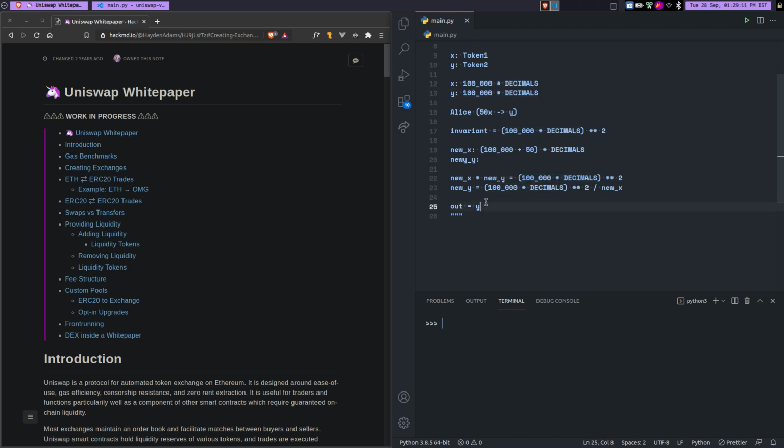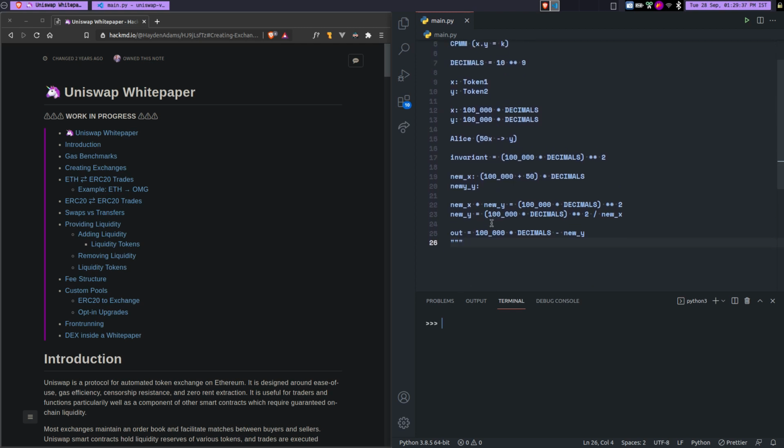Now, one thing to note here is you need to understand that previously we had 100,000 tokens, but as the amount of X token increases and we want to give Y tokens, the amount of Y token would be less than this, right? So we're going to multiply it, subtract it by the new Y tokens. So this is going to give you the amount of Y tokens that she should get. All right.